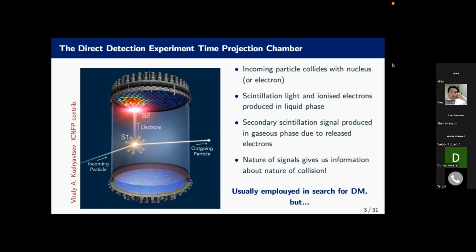What really matters for us is that we have some kind of incoming particle over here. It will collide with some nucleus, some electron, and it will cause some initial light to scintillate from it. The particle will leave, and as the particle leaves, this light goes into your photomultipliers. You have electrons that are ionized as well. They go into this gaseous phase, and you have some secondary light that's scintillated over there. And the nature of these signals can tell you a lot about the kind of event that actually happened within the target material. And as I say, they're usually employed in the search for dark matter.